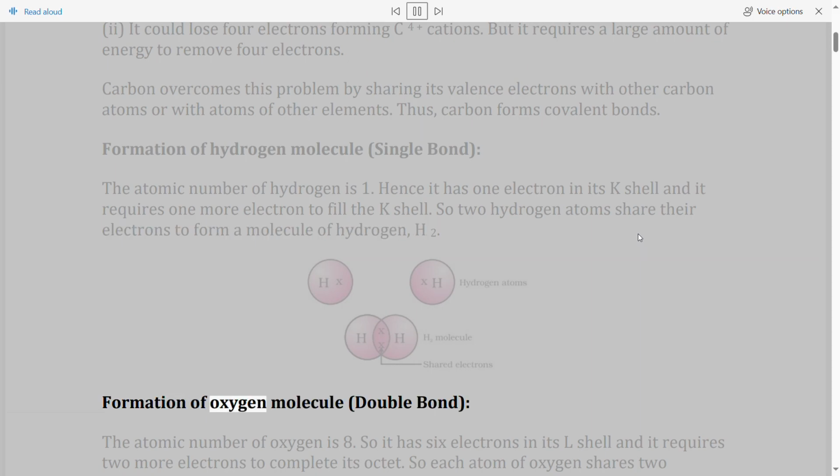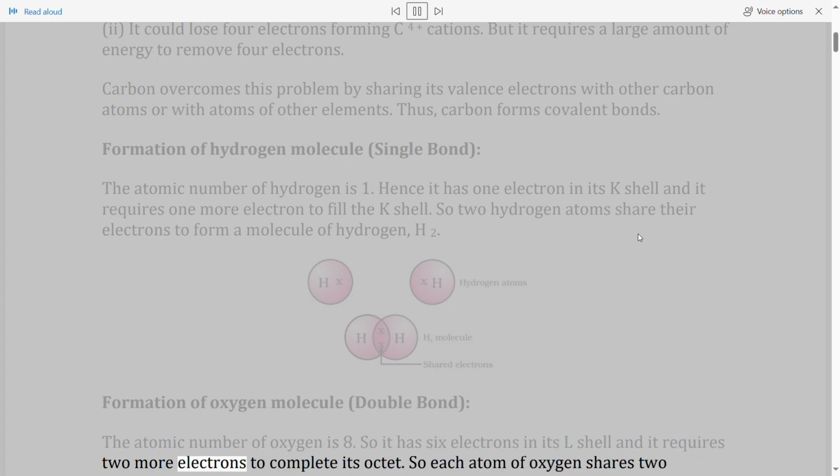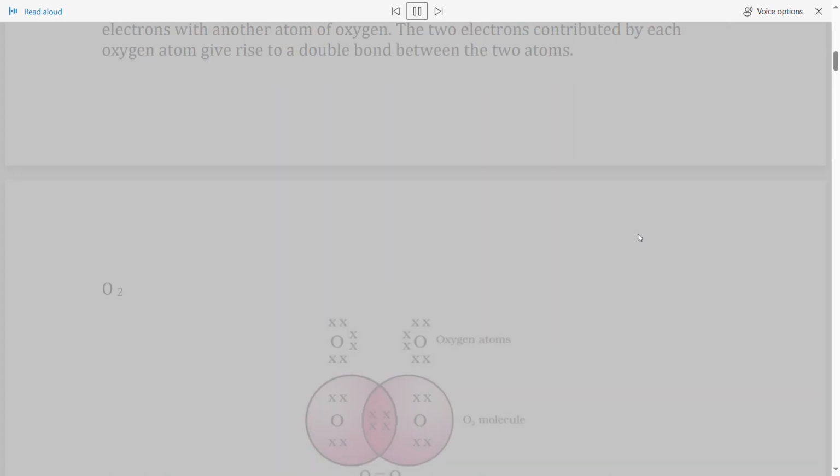Formation of oxygen molecule, double bond. The atomic number of oxygen is 8. So it has 6 electrons in its L shell and it requires 2 more electrons to complete its octet. So each atom of oxygen shares 2 electrons with another atom of oxygen. The 2 electrons contributed by each oxygen atom give rise to a double bond between the 2 atoms, O2.